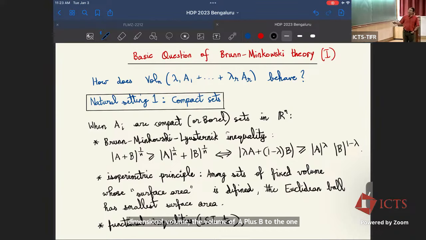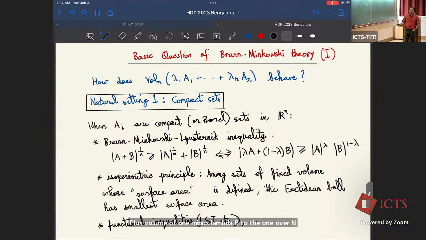And an equivalent way of stating that, it turns out, is that the volume of a convex combination of these two sets, so you take lambda A plus one minus lambda B, that's greater than or equal to the weighted geometric mean of the volumes of A and B. Okay, so how can you see that this implies this, for instance? Replace A by lambda A and B by one minus lambda B. And then you see that on the left-hand side, you just have this raised to one over n. But on the right-hand side, you have volume of lambda A to the one over n plus volume of one minus lambda B to the one over n.